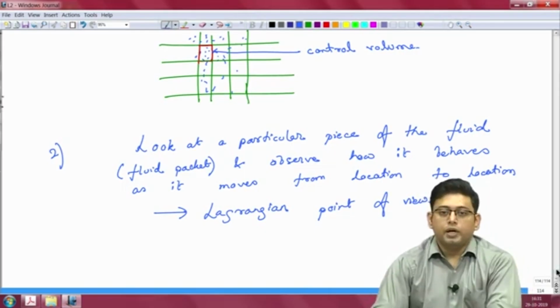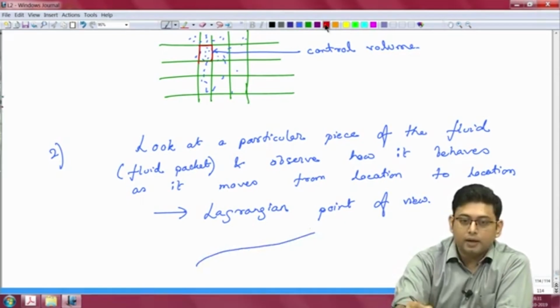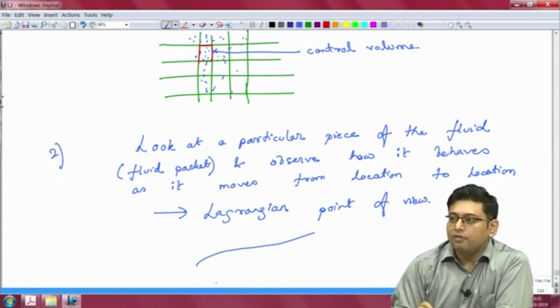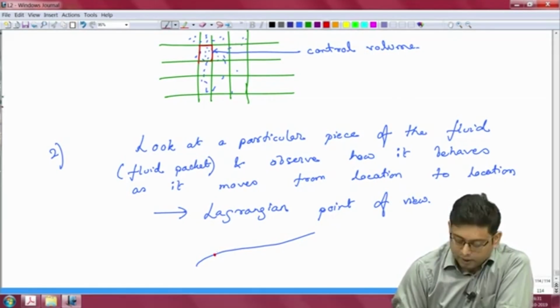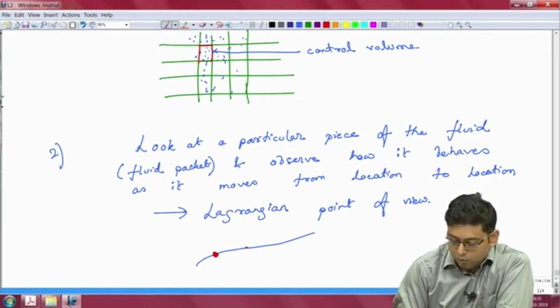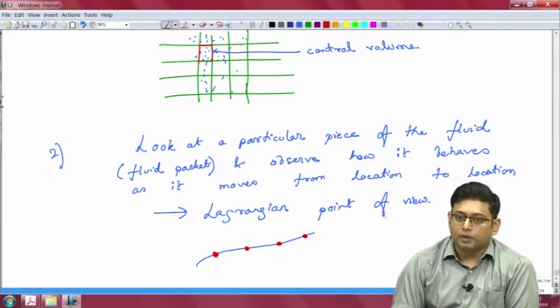So, what do you do here? Let us say you have a fluid particle and let us say it is possible for you to identify that particle. How you identify it I am not discussing, but let us say somehow you are able to identify this particular particle, and it is now going to move through these different locations at different times, and this is your path.